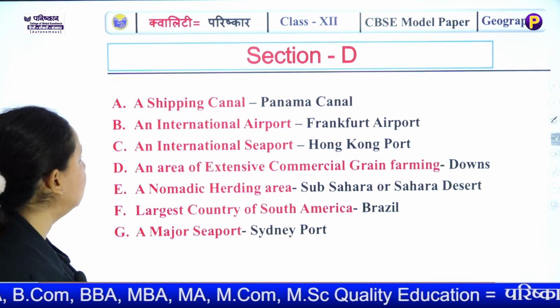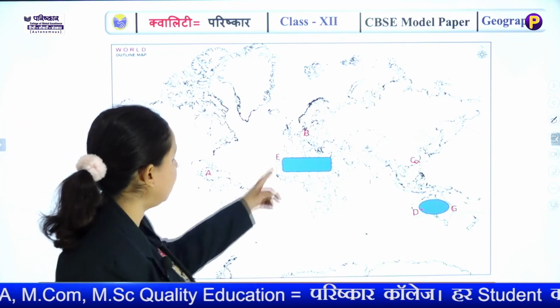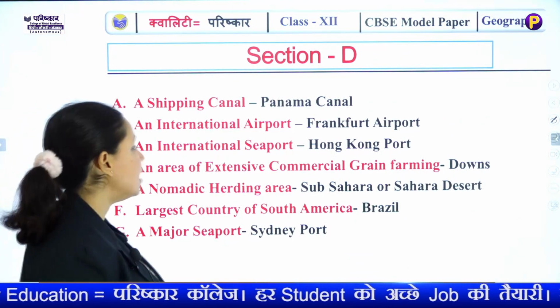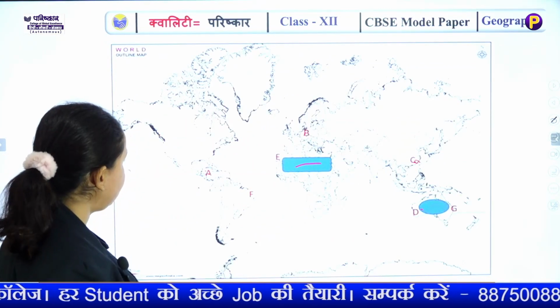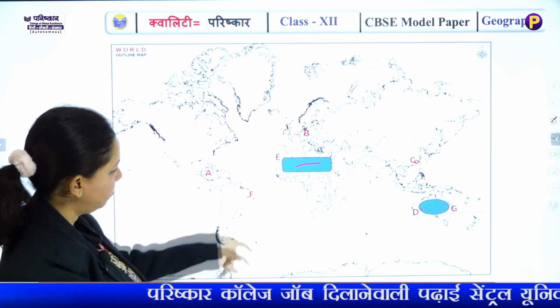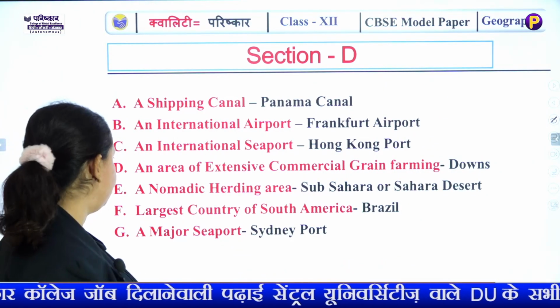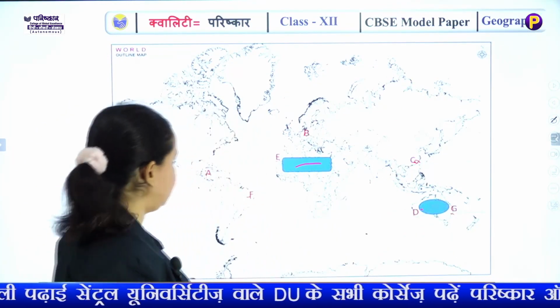A nomadic herding area. This area. So you can know Sahara, Sub-Saharan. Largest country of South America, Brazil. And a major seaport. So here Sydney is located.